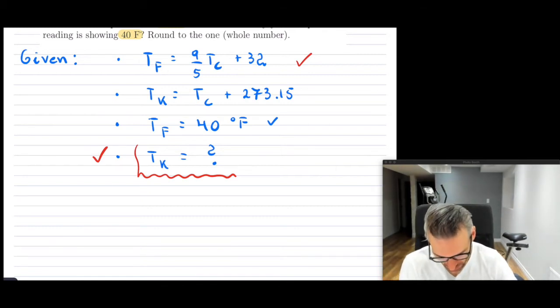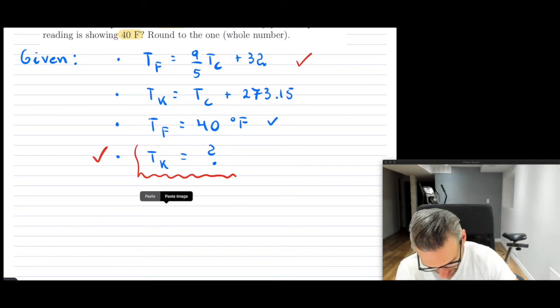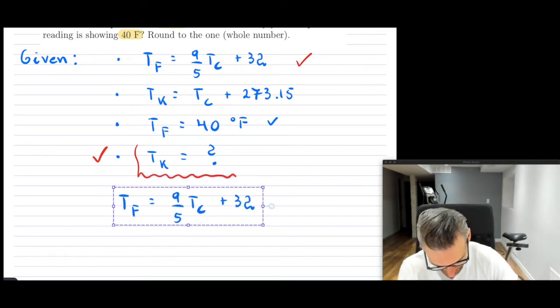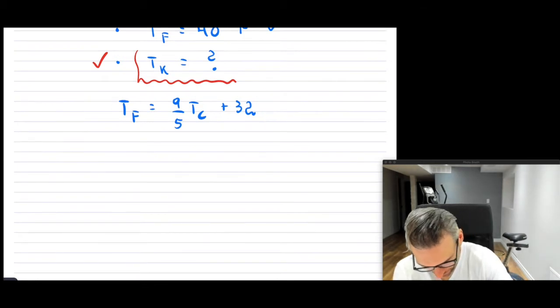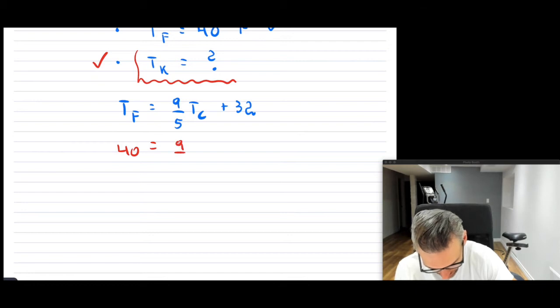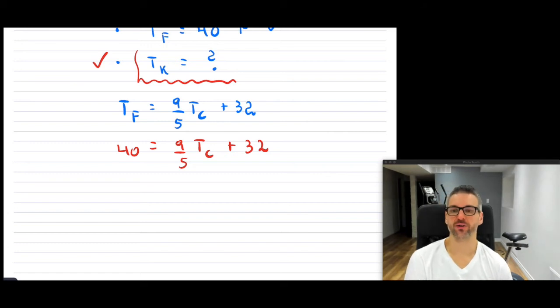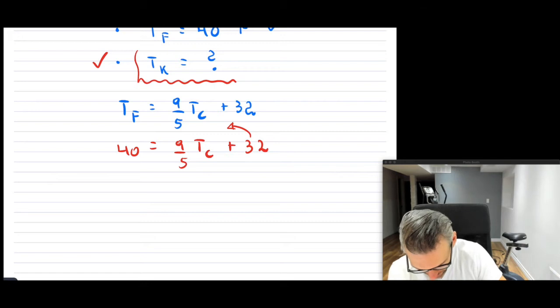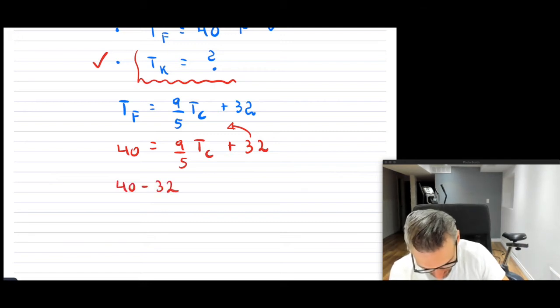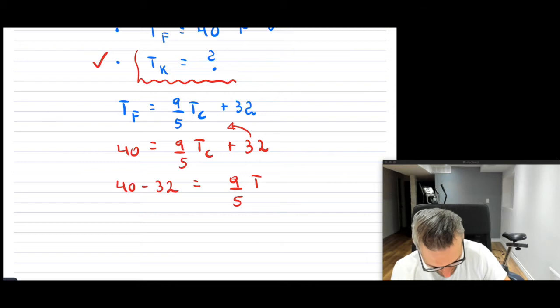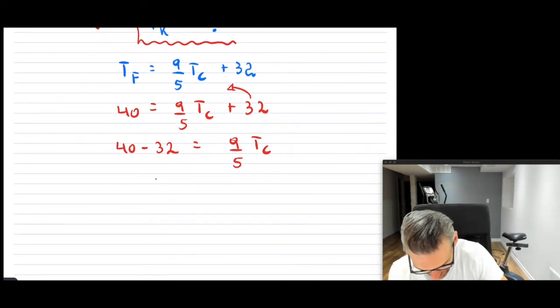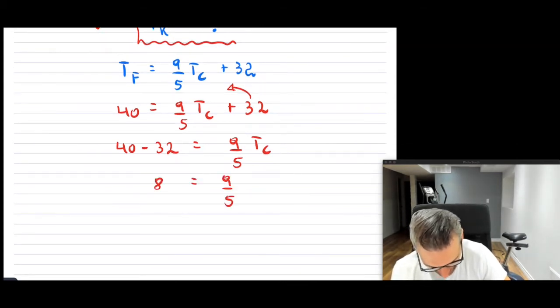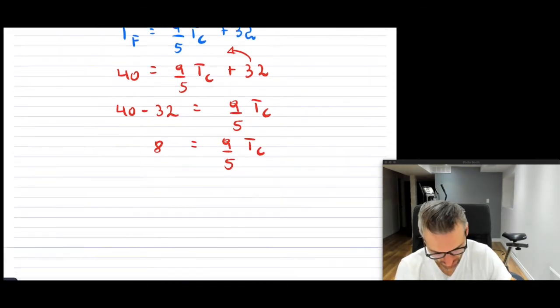With this provided to us, let me paste this in here. I'm going to make this a little bit bigger. Now let's substitute it in. So this is 40 equals 9 over 5 T_C plus 32. This is just a matter of rearranging. Let's shift this over to the other side. So 40 minus 32 equals 9 over 5 T_C. That's going to be 8 equals 9 over 5 T_C. So this is what we have.